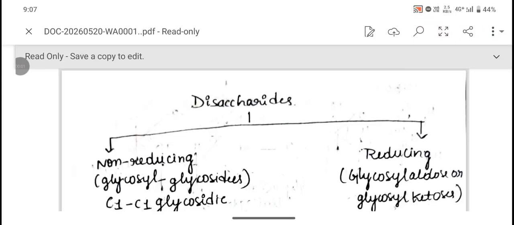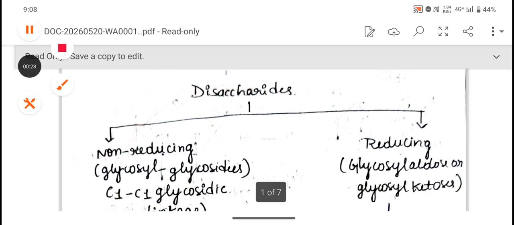Hello everyone. In this lecture we are going to discuss disaccharides. In the previous lectures we have seen the introduction to carbohydrates, classification of carbohydrates, monosaccharides, classification of monosaccharides, examples and their structures. So this lecture is a continuation of the previous lectures.